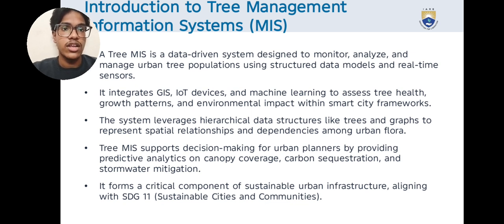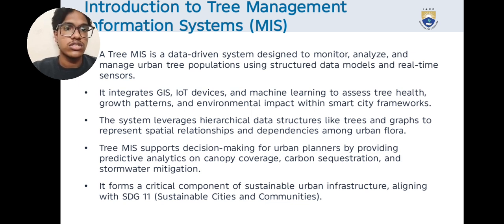A Tree MIS is a data-driven system designed to monitor, analyze, and manage urban tree populations using structured data models and real-time sensors. It integrates GIS, IoT devices, and machine learning to assess tree health, growth patterns, and environmental impact within smart city frameworks. The system leverages hierarchical data structures like trees and graphs to represent spatial relationships and dependencies among urban flora.